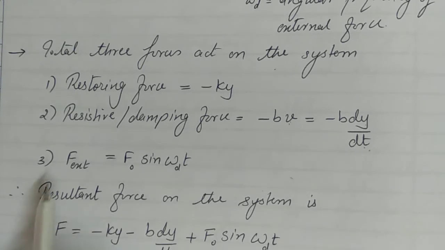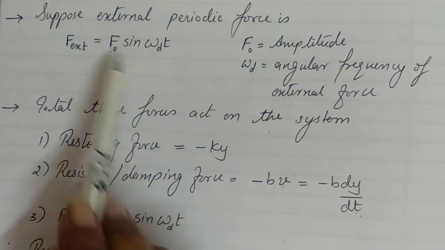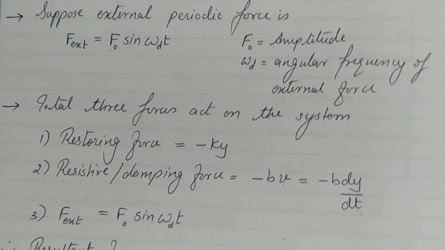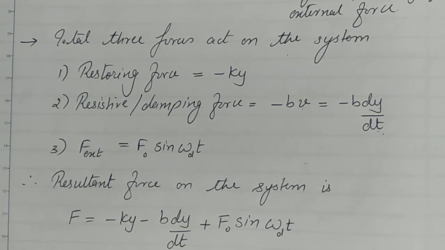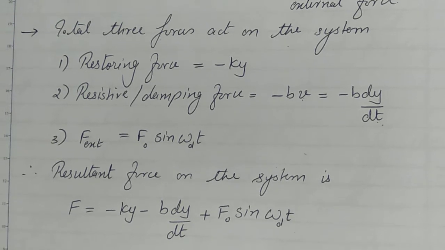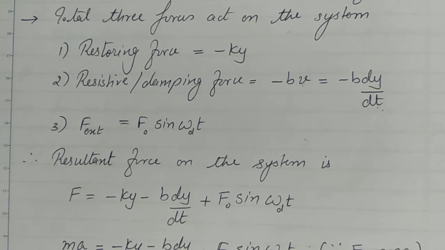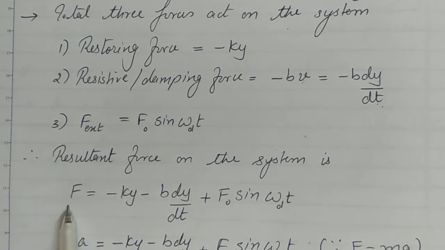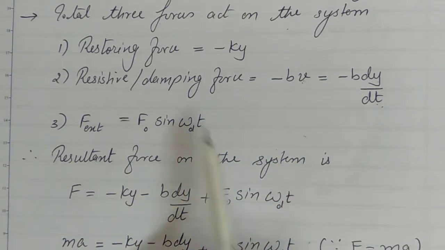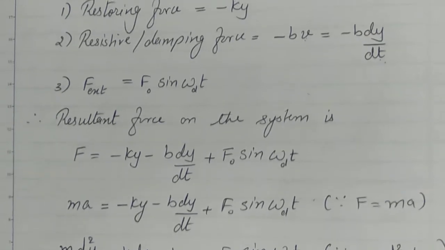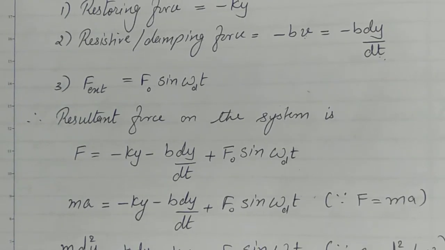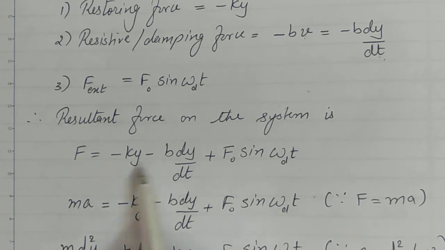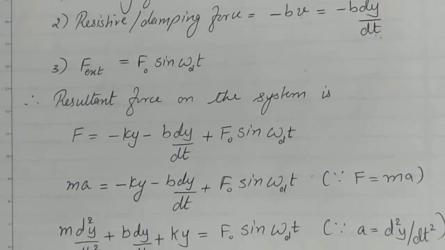Next is the external periodic force. The external periodic force we have supposed is F0 sine omega d t. So in total these 3 forces act on the system. Now if I want the resultant force acting on the system, what I have to do? I have to add all these 3 forces. So this is the resultant force, which is the addition of all the 3 forces. Now from Newton's second law, instead of this F, I can substitute here m into a. All these terms I have written as it is.